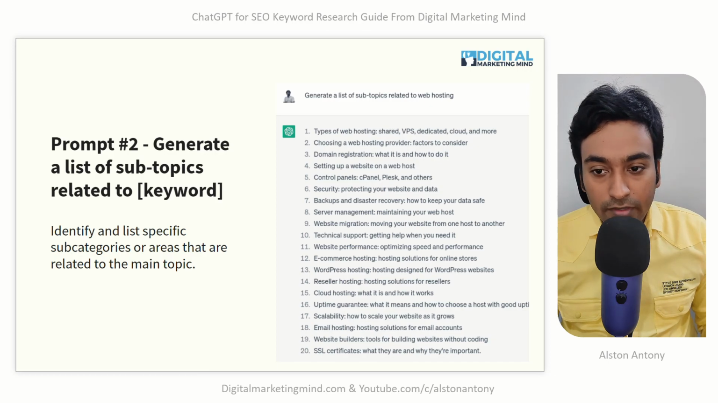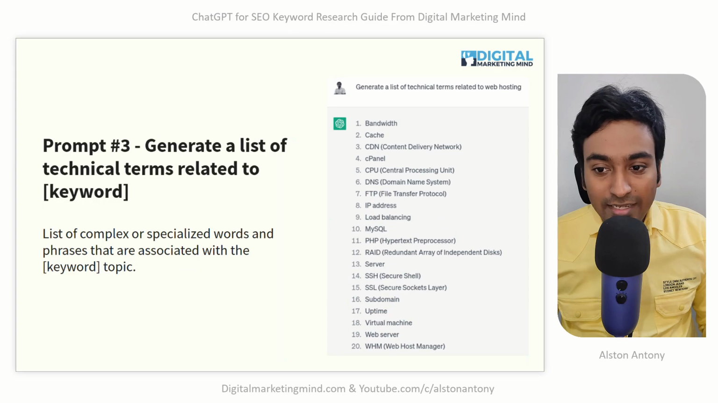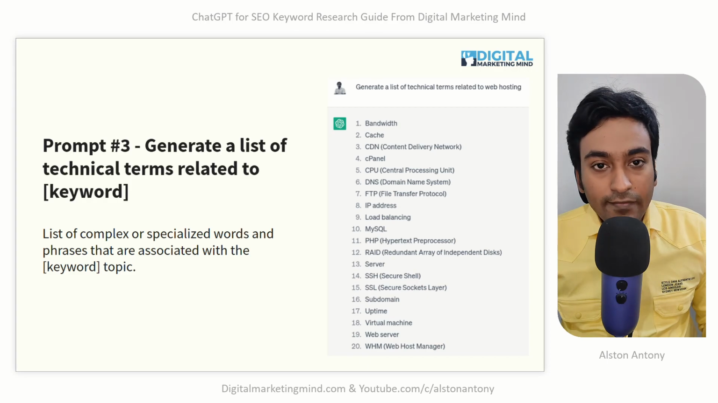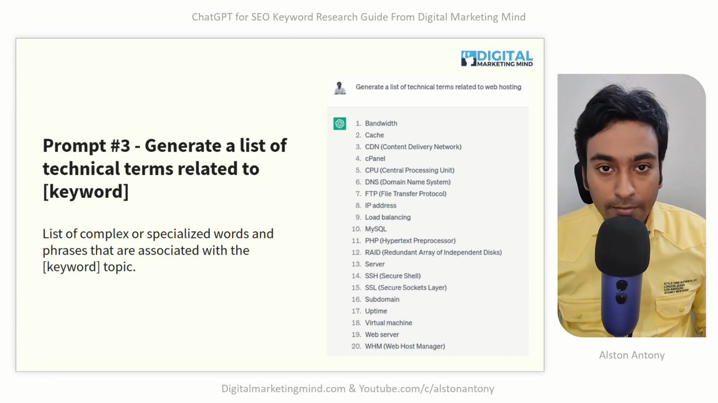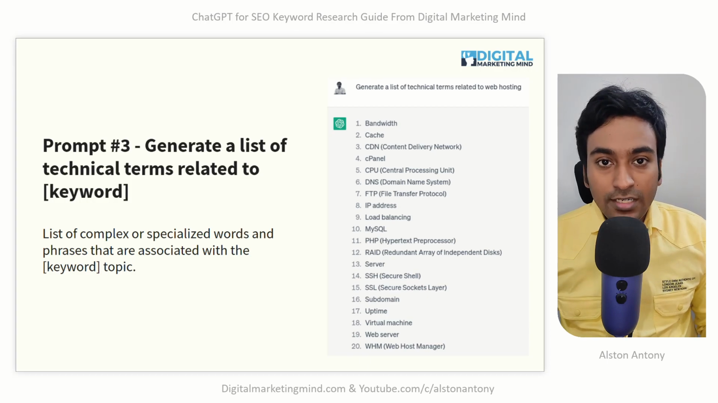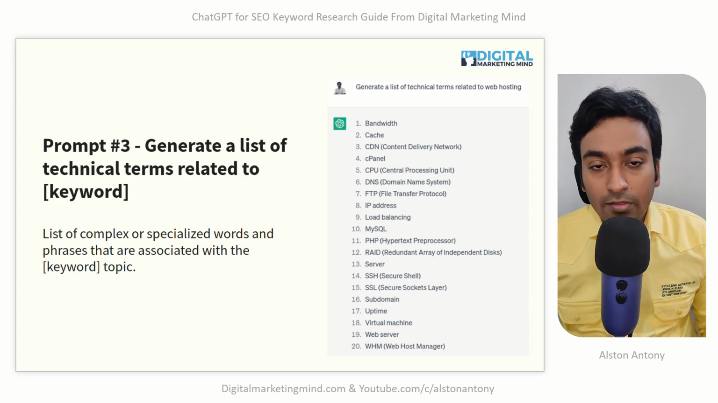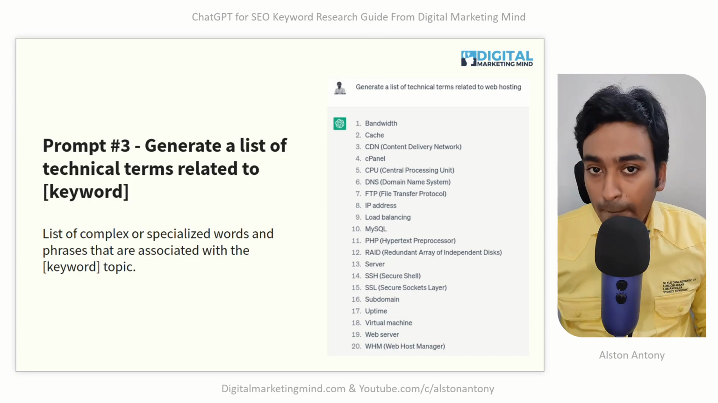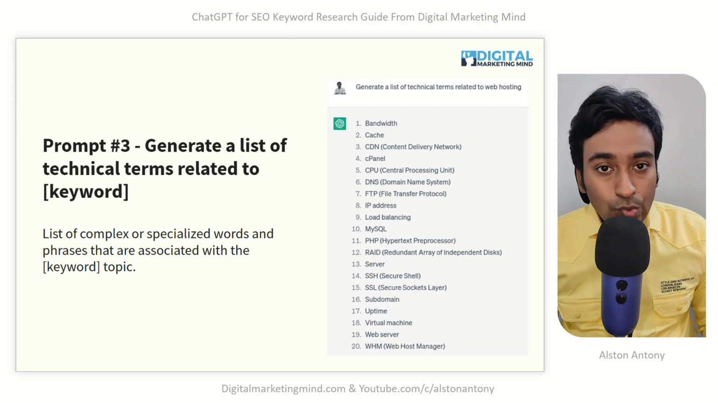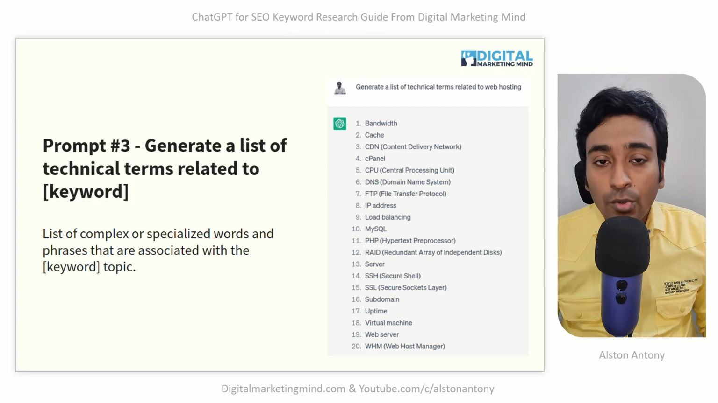The prompt 3 is generate a list of technical terms related to keyword. This is another cool way of using ChatGPT, where you are not just required to generate keywords with the common terms, because each industry differs from another, where there will be a specific set of complex or specialized keywords suited for that particular industry, and you can use ChatGPT to come up with those keyword ideas with technical terms in them.